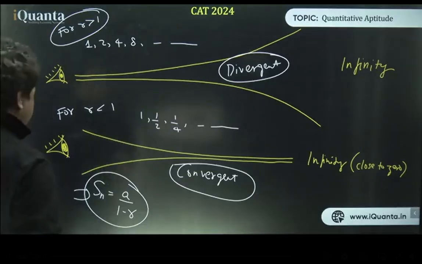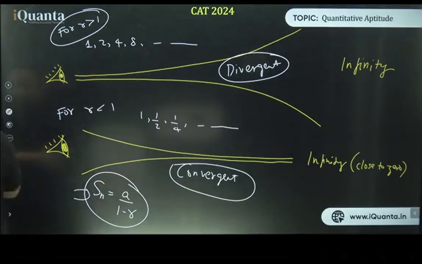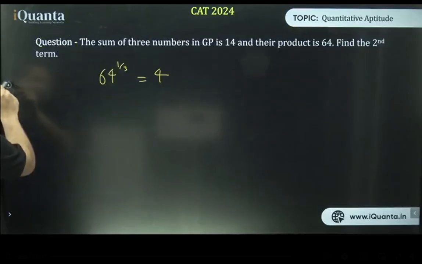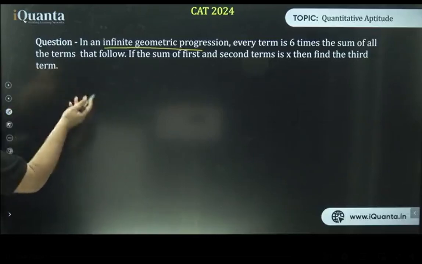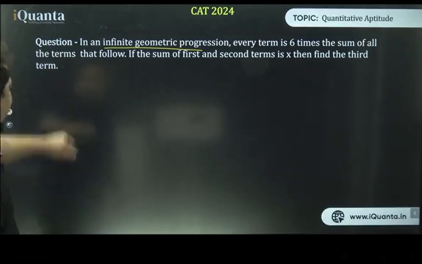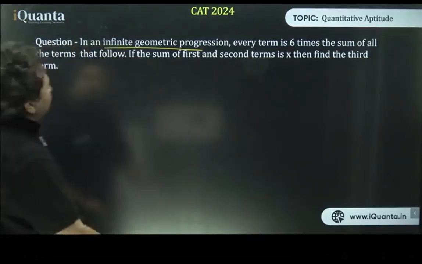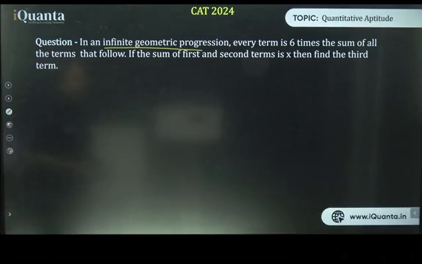Right, I love physics. Okay, so this is clear to all of us. Now, let us try to do a few questions because now is the time to move from GP to AGP. But before this, we need to do this question. In infinite GP, every term is 6 times sum of all the terms that follow. If the sum of first and second term is x, find the third term. Try to solve it.